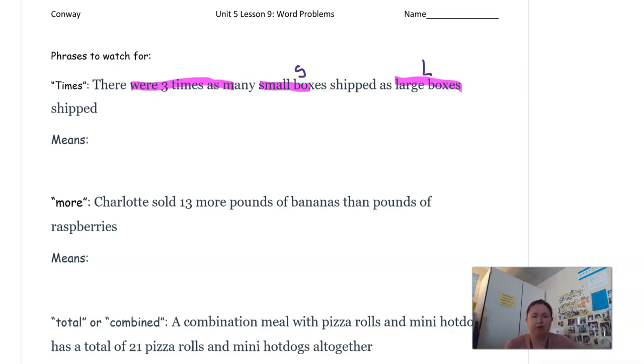Whenever you have a problem like this, you want to first look at what's bigger. There were 3 times as many small boxes. That means small boxes is bigger. There's more small boxes. That means it's going to be S equals, and then that's where the 3 times comes in: 3 times L. So when you see something like this, you're going to get an equation that looks like this. Hopefully that'll help when you get those kinds. Same thing with twice, except it would be 2 times.